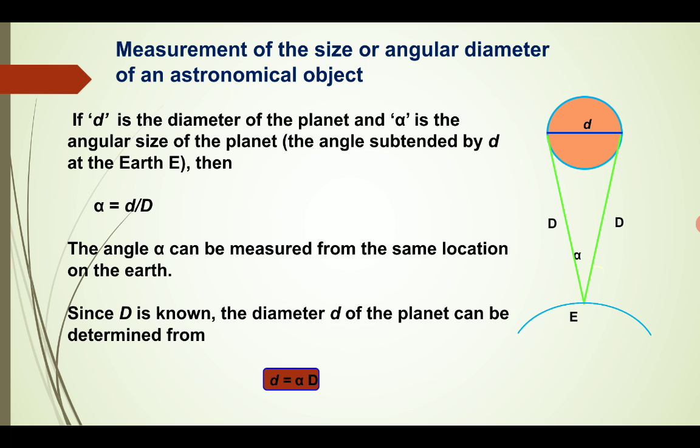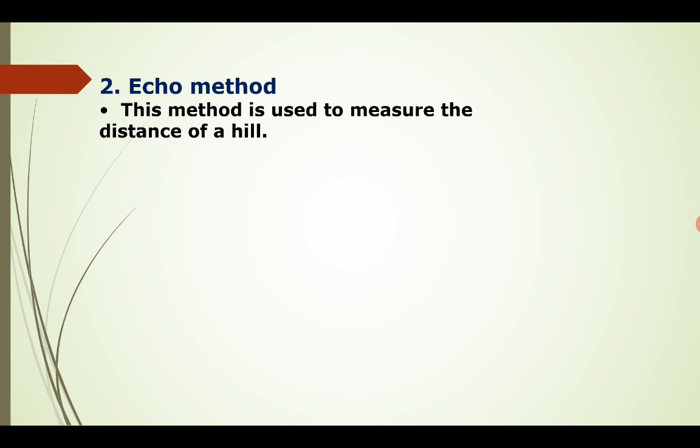The next indirect method is the echo method or the reflection method. This method you have already studied in your previous classes as well, that is, in the sound chapter in your 9th class. Now this method is used to measure the distance of a given hill.